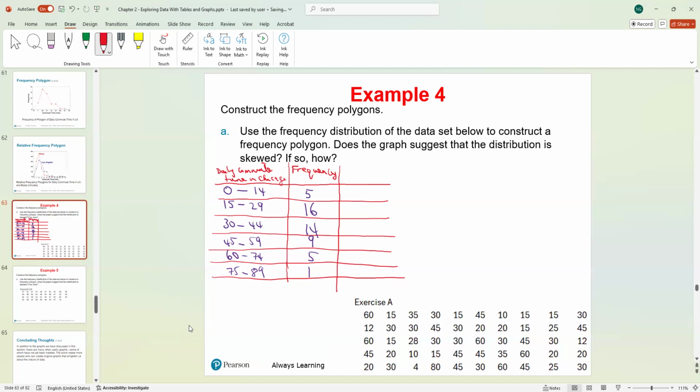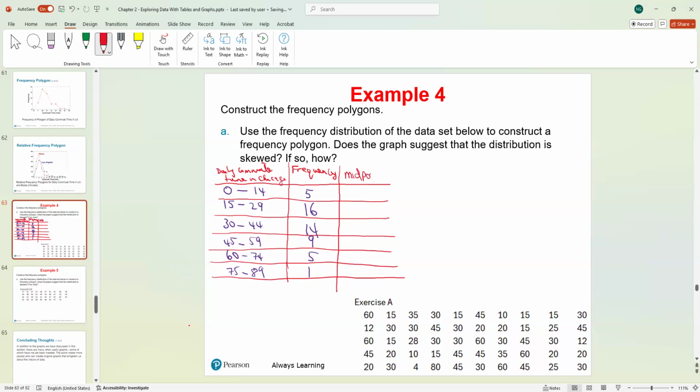So what we did, in order to find the frequencies, you must count all the data from 0 to 14 and put it on the first row where we see 0 to 14. And in this case, it is 5. And you continue the same way. What we didn't do in these tables is also to find the midpoint. So you can also include the midpoint.